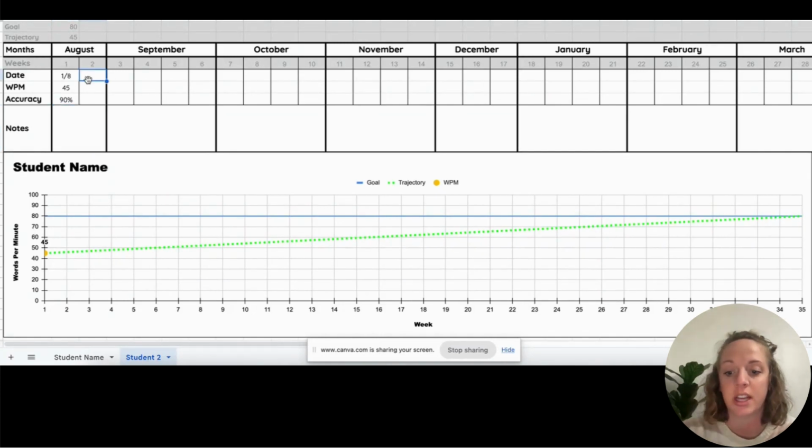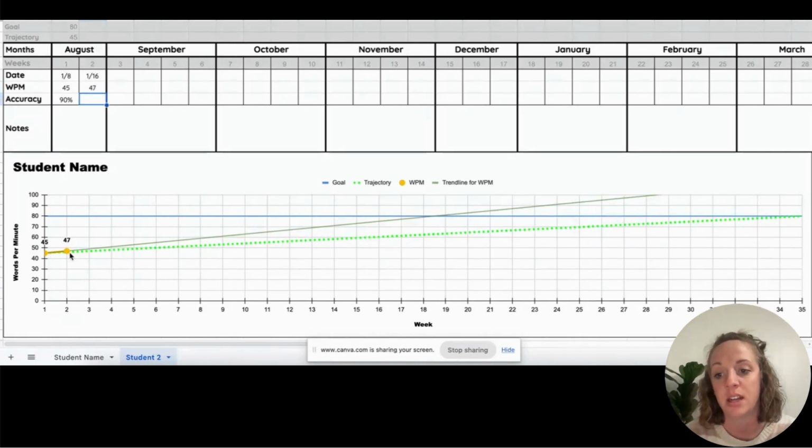And then just as you go, so let's say the next time I test them is the 16th and they got 47, you can see it automatically plots again for you, and it automatically will put that trend line in for you to tell you if they continue on that path, where and when they're going to hit their goal.